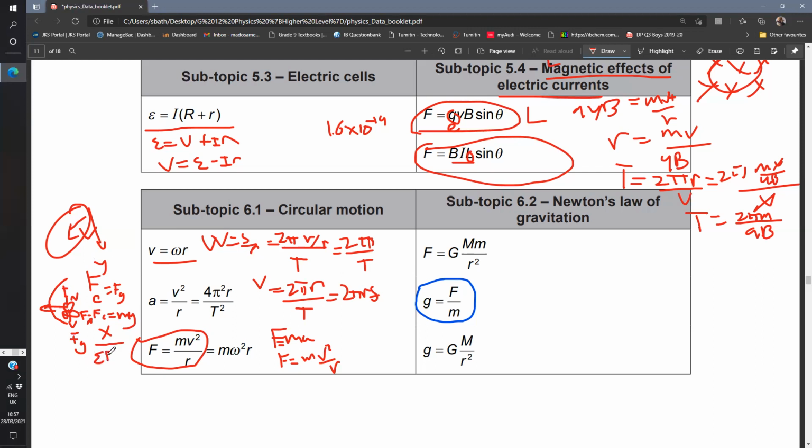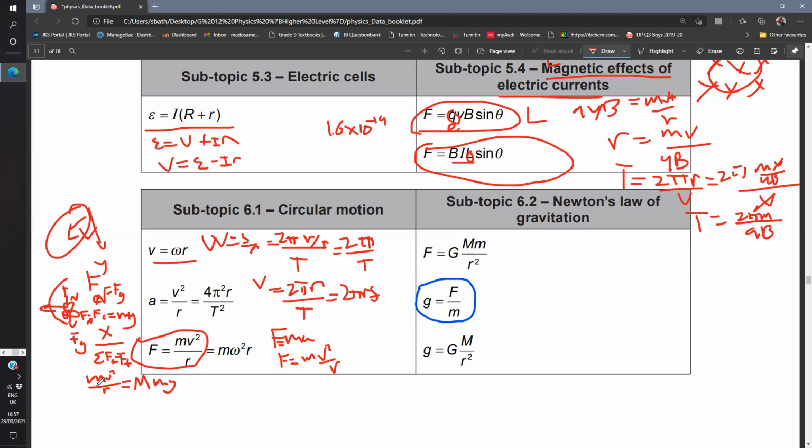And then if you want x, the summation of Fc is equal to friction: mv squared over r is going to be equal to mu Fn, mg. So this is, sorry, this is n. So it's going to be mg.